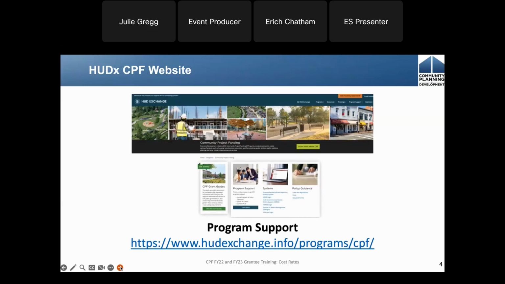Quick screenshot for orientation purposes. Here's a screenshot of the HUD Exchange, and in the middle of your screen is what the CPF page looks like. Of course, it's got all of your grant guides, and it's got prior trainings that are linked there. DRGR system information, HEROS for your environmental review, SAM.gov information, policy guidance, FAQs as they are continuing to expand, and any additional guidance or regulations that may be updated or posted here.